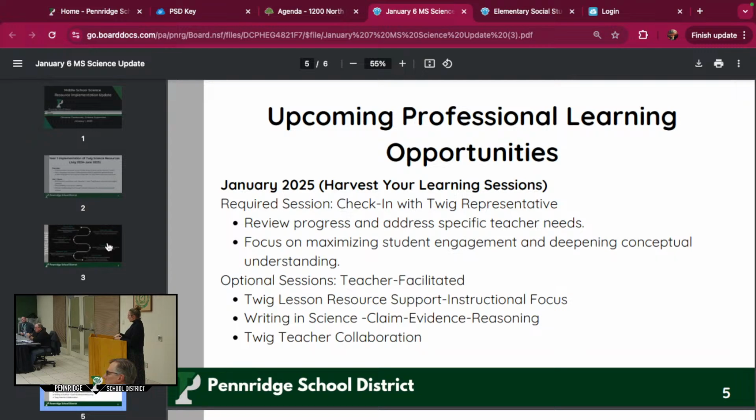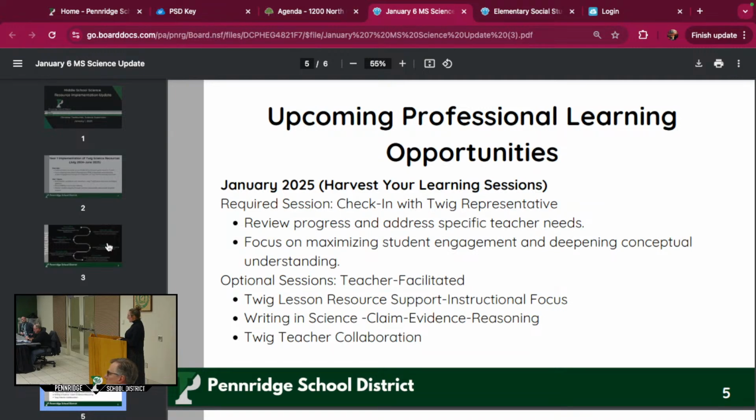We are talking with the Twig representative, and our focus there is on maximizing student engagement and deepening conceptual learning for students. And then we have teacher-facilitated optional sessions, which include Twig lesson resource support. We've met this fall with our learning support teachers to talk a little bit about how we're making those adjustments for learners in the classroom and what is still needed to make sure that this is accessible to all of our students.